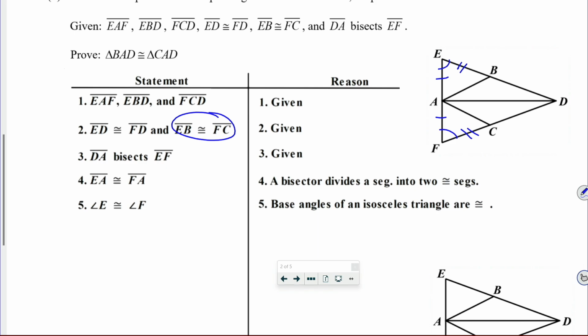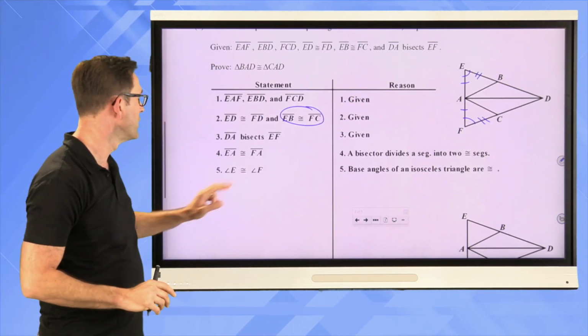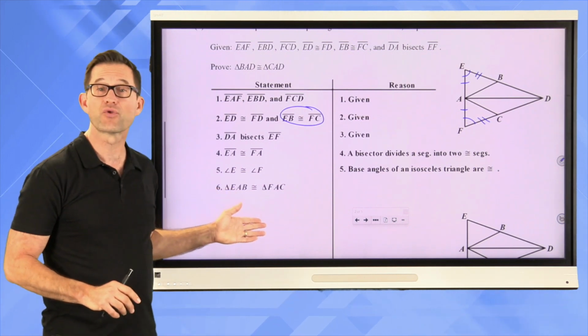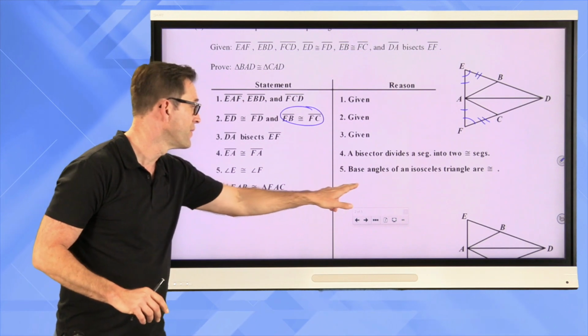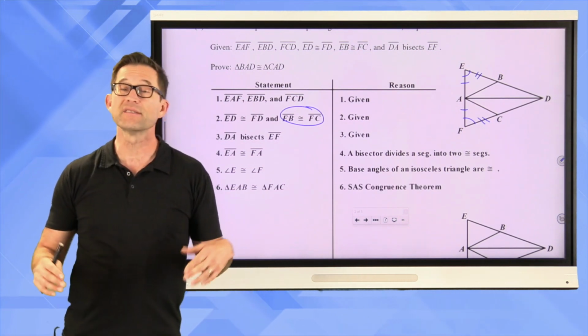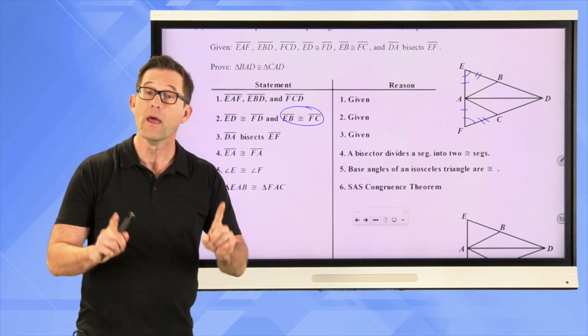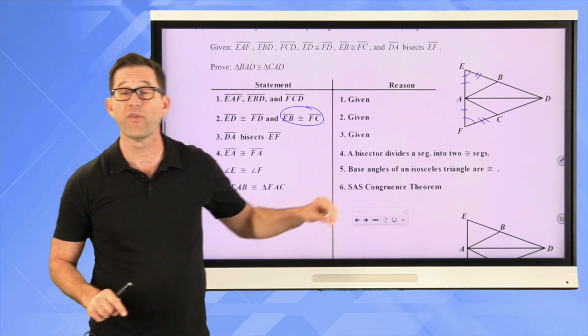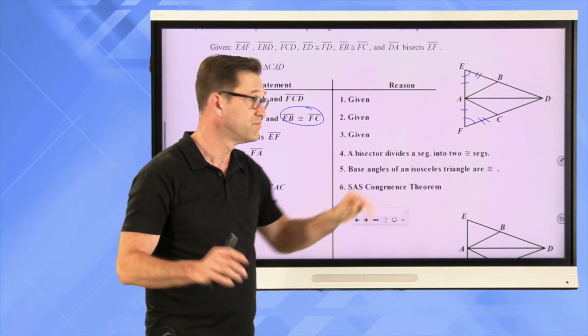We now have enough to conclude that those two small triangles are congruent. In fact, I'm now going to say that triangle EAB is congruent to triangle FAC, and that's simply based on the SAS congruence theorem. All right, now I'm going to shift the board up a little bit. But keep in mind, where we've gotten so far is that these two small triangles are congruent. Awesome.